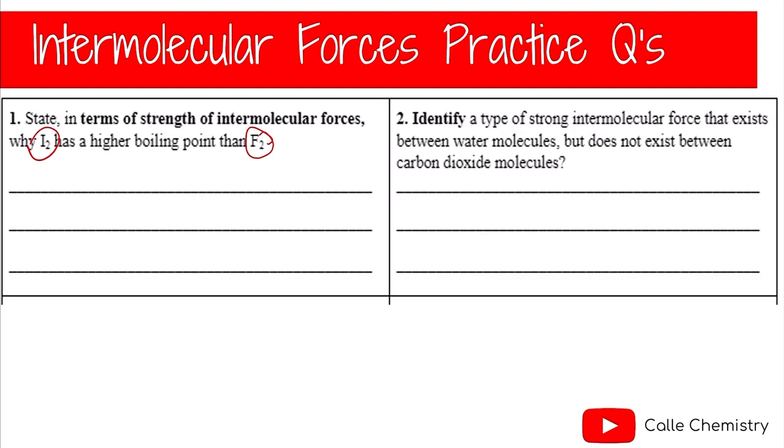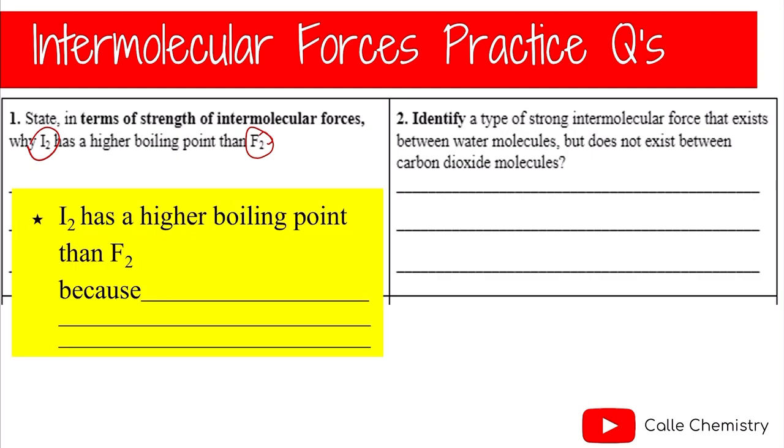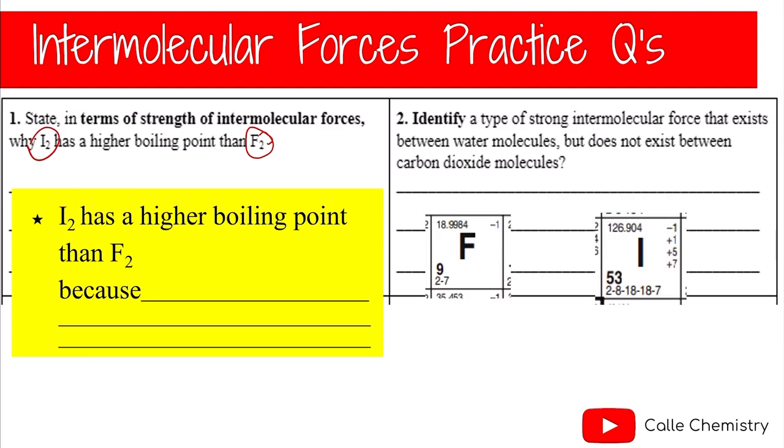So if we're comparing iodine and fluorine, the way to answer this is by taking out a periodic table and looking at how many electrons each has. Fluorine has 9, while iodine has 53.